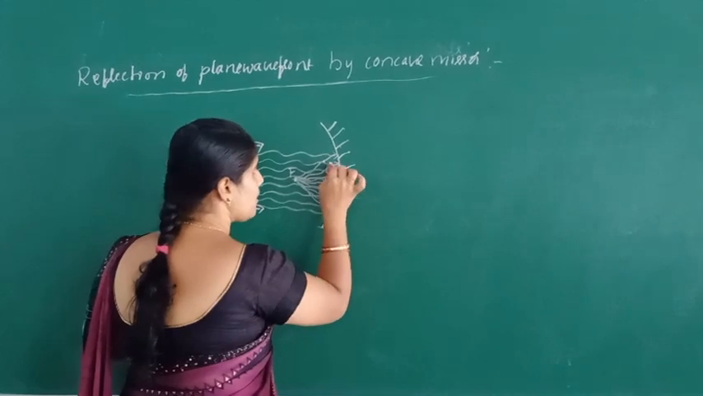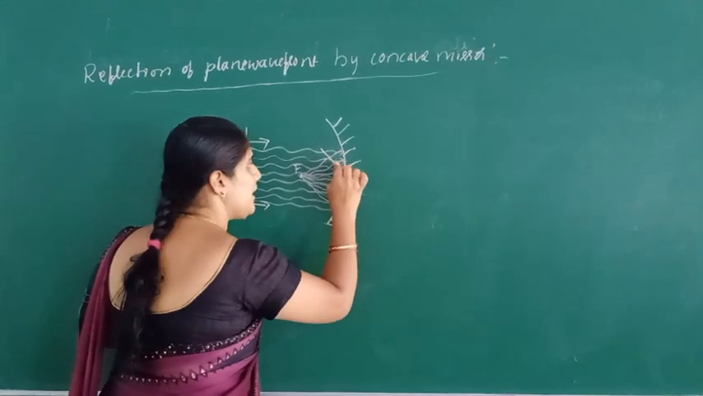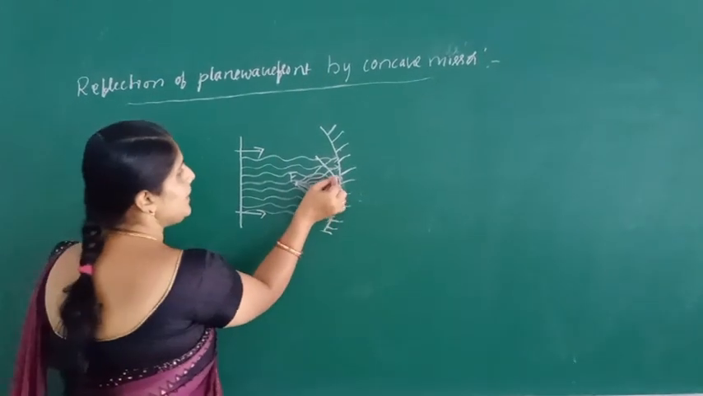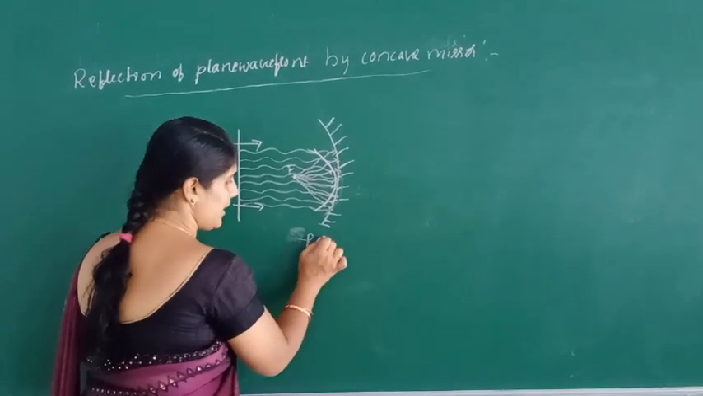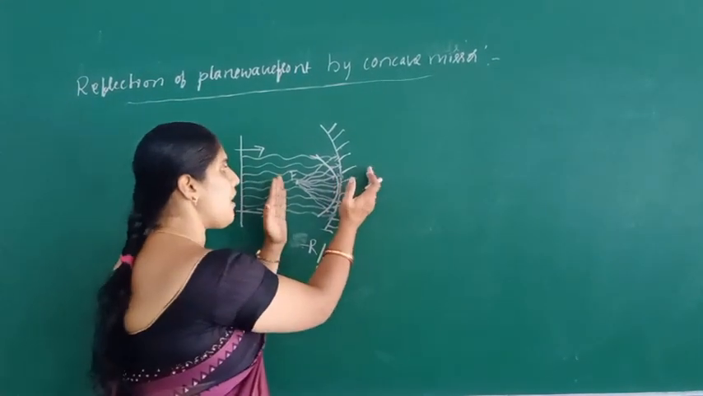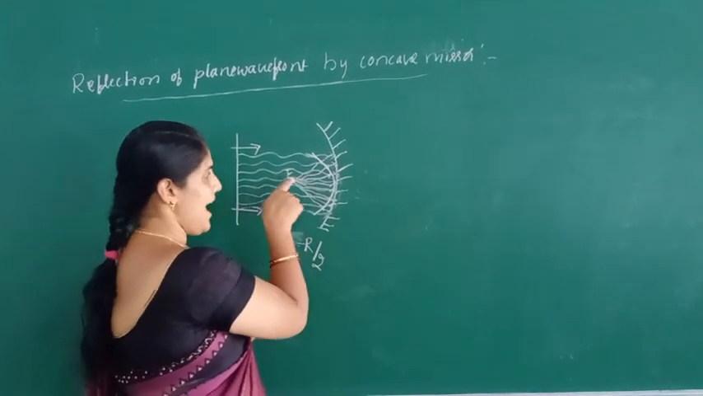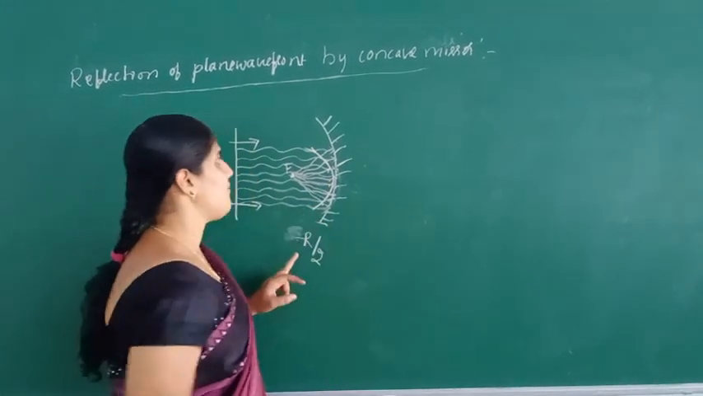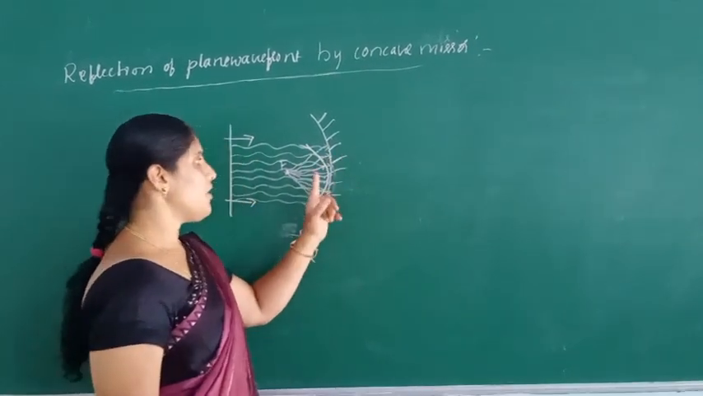Now we join the locus of all the points which oscillate with the same phase. You will get a spherical wavefront of radius R by 2, because when light is incident on the concave mirror, after reflection, the reflected rays get focused at a point on the principal axis. So for a plane wavefront, you will get a spherical wavefront of radius R by 2. Here R is the radius of curvature of the concave mirror.